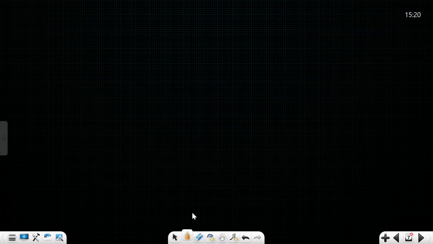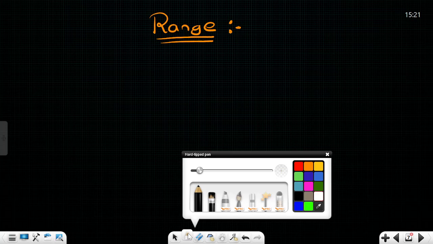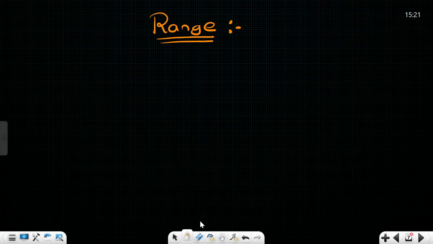So we discussed the mean, mode. Now median is also over. Now we are going for the range. Okay. So now, sir, what is the meaning of range?